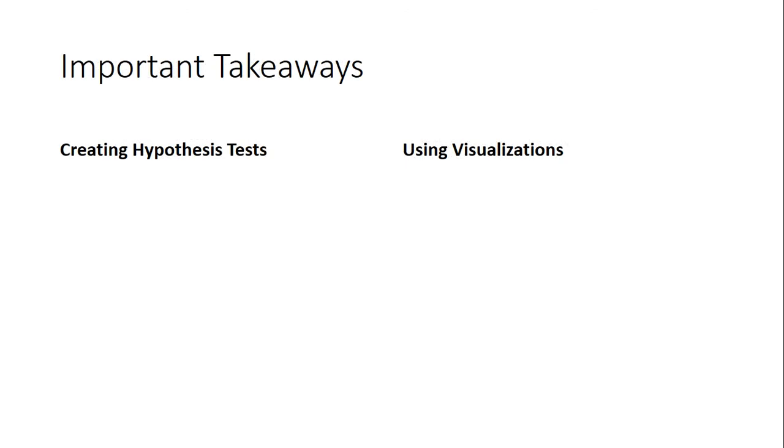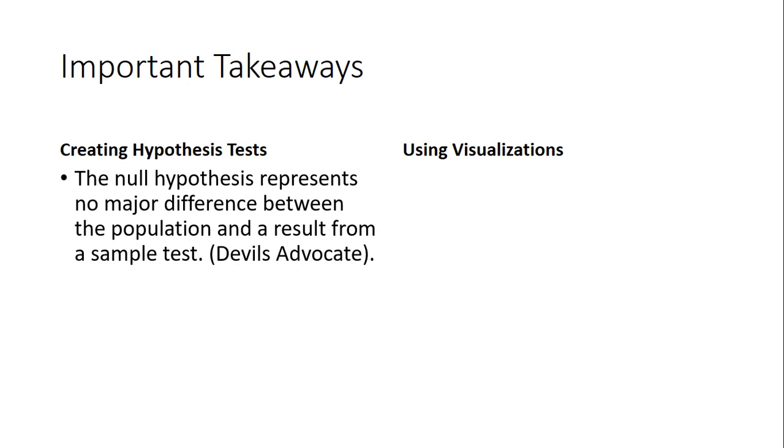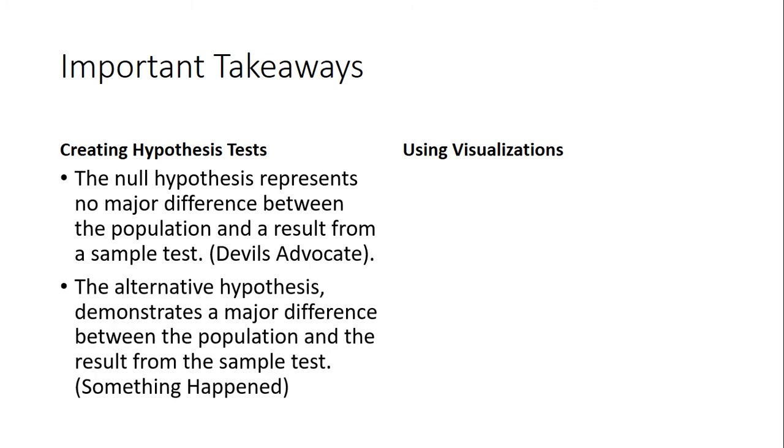The important takeaways. Creating hypothesis tests. The null hypothesis represents no major difference between the population and a result from a sample test, or it plays devil's advocate. The alternative hypothesis demonstrates a major difference between the population and the result from the sample test, meaning that something happened.